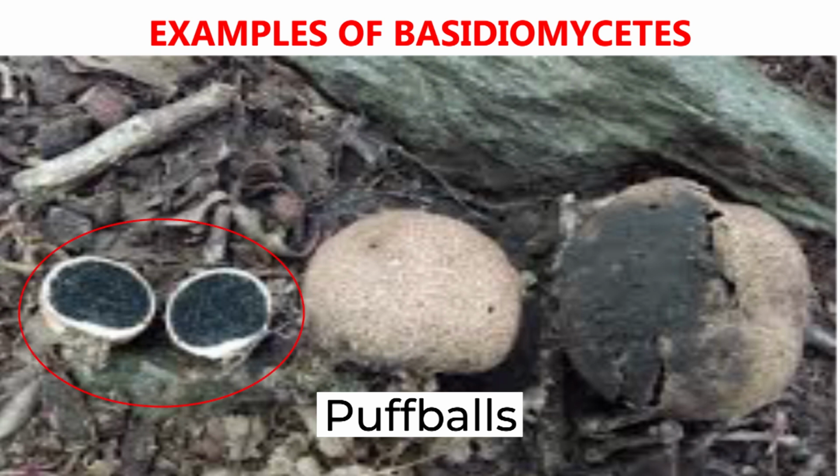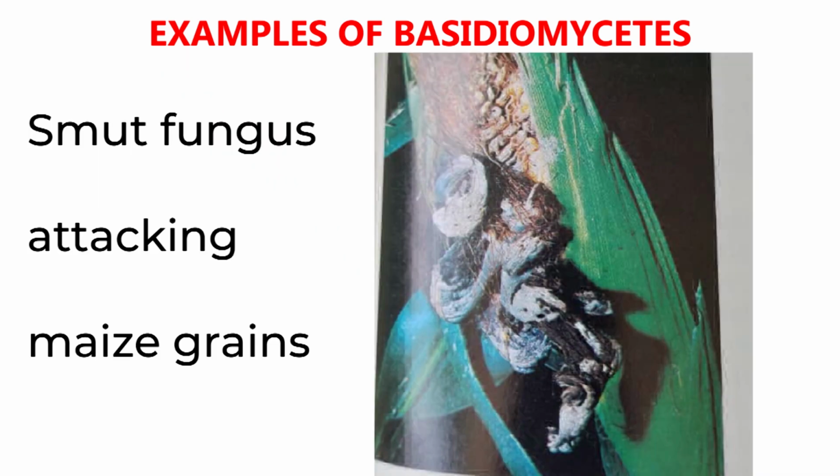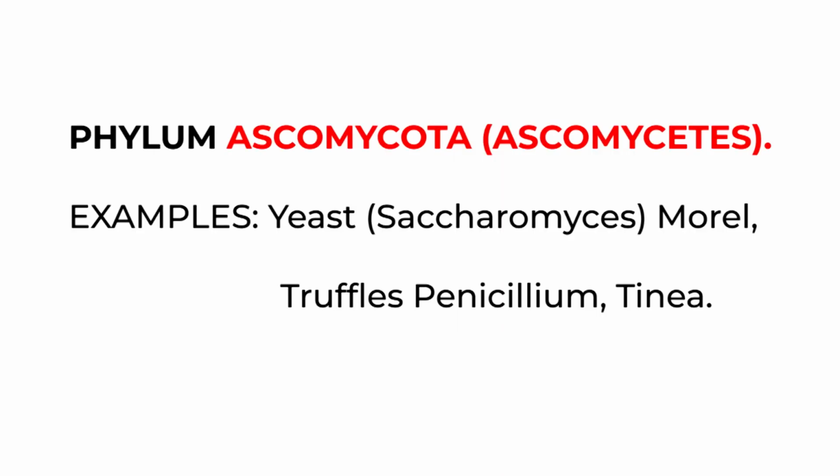Good. Then there are tiny forms of the Basidiomycota. The tiny forms, you have smut fungus. This one is a parasite. See, the black spoiled the maize grains. So now let's look at the next, the Ascomycetes.